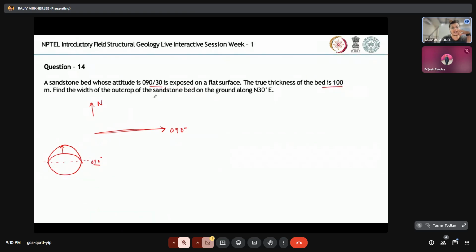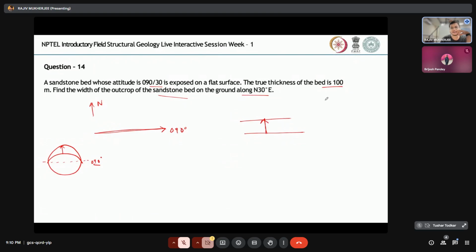The true thickness of the bed is 100 meters, right? Find the width of the outcrop of the sandstone bed on the ground along north 30° east. So, true thickness of the bed along this direction.